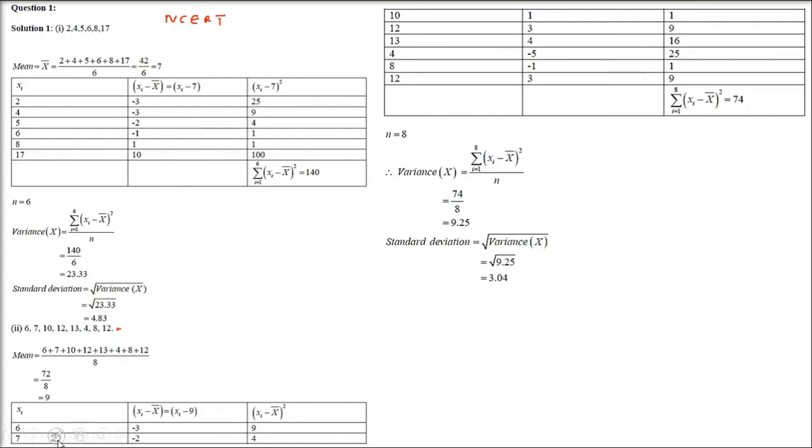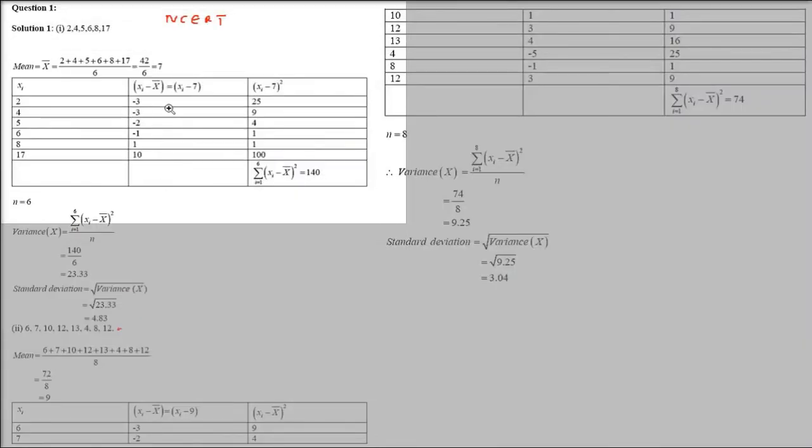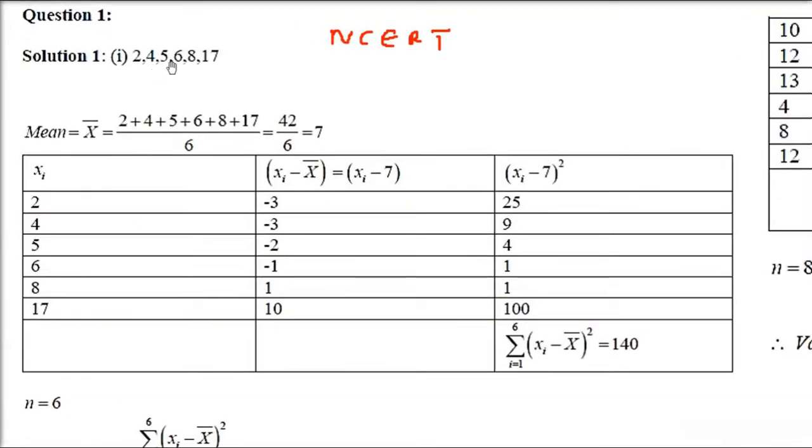How do we do it? We have the values given. There are 6 values actually: 2, 4, 5, 6, 8, 17. We call it x and we have to write it in tabular form. So these are the 6 values we have written.